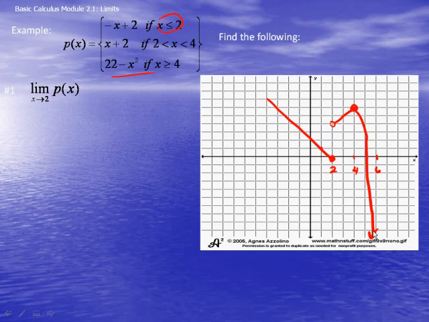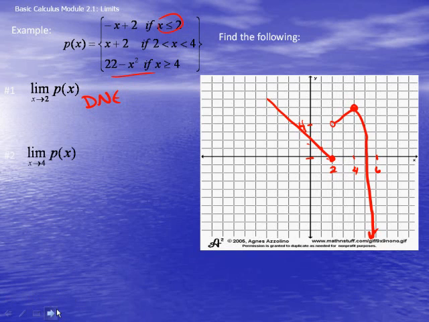Okay, so let's look at the limit of this piecewise function as x approaches 2. As it approaches 2 from the left-hand side, it's going to be equal to 0. As it approaches 2 from the right-hand side, it's going to equal 4. Right here. And so this limit's not going to exist because it's heading to two different things.